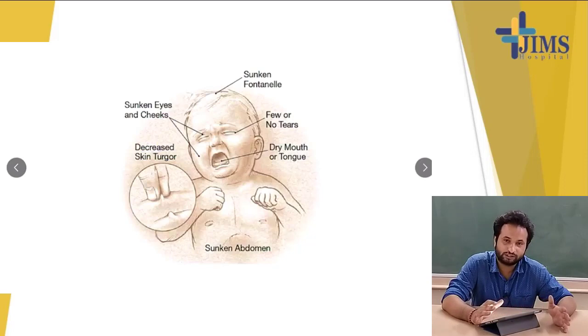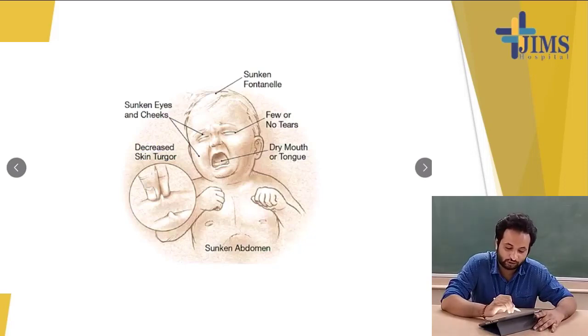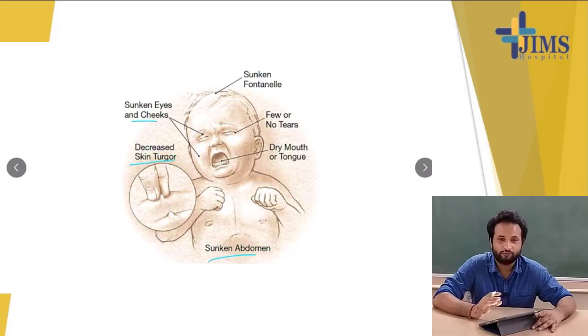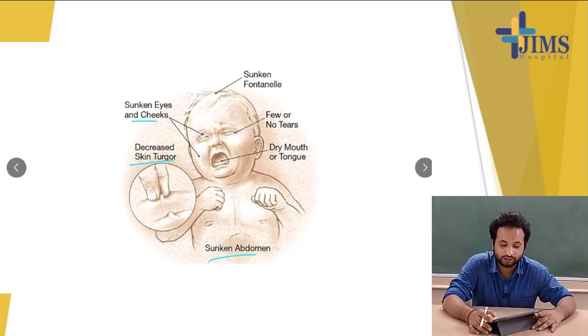So these are the symptoms which you can see in a rotavirus infected patient having viral diarrhea. Generally the children will have sunken eyes and cheeks. They have decreased skin turgor, sunken abdomen, dry mouth or tongue, and few or no tears can be seen. So all these are the symptoms of the disease.